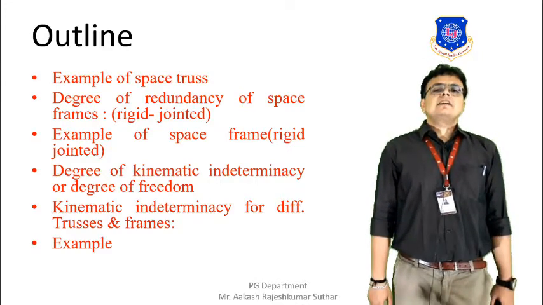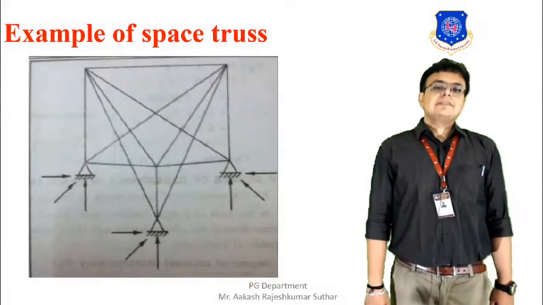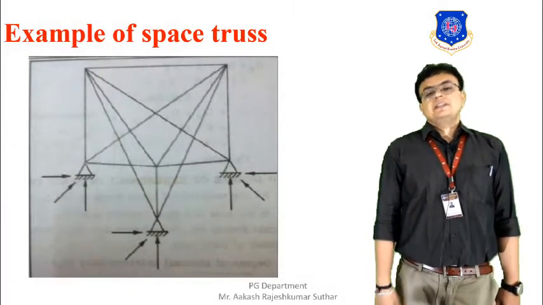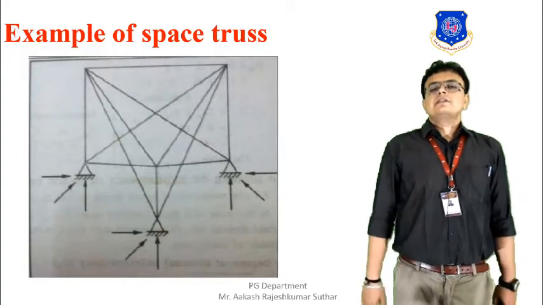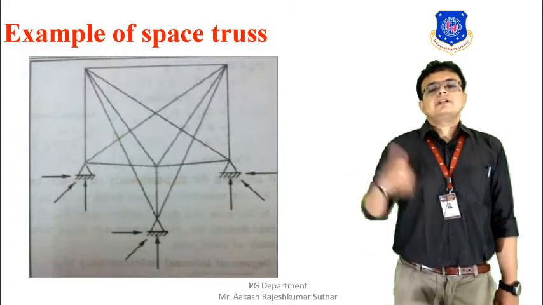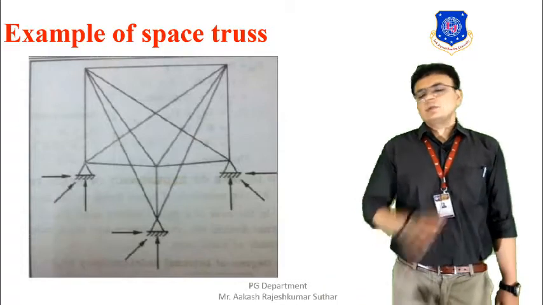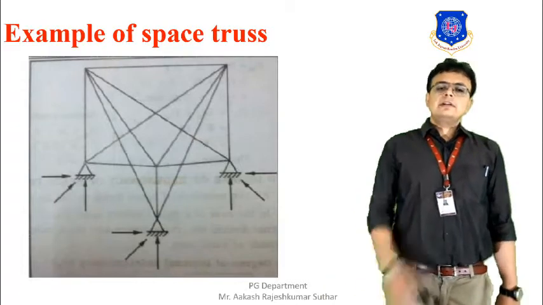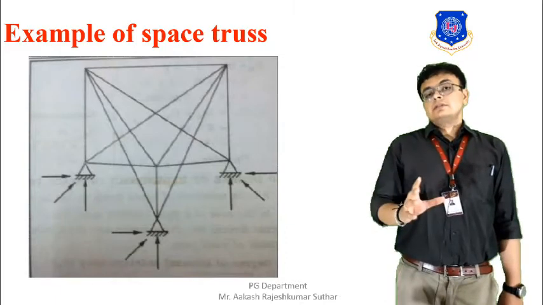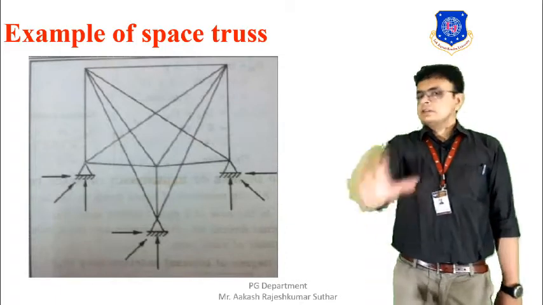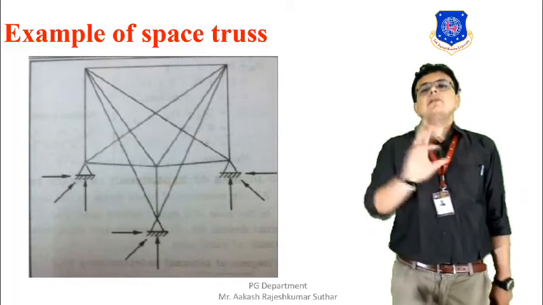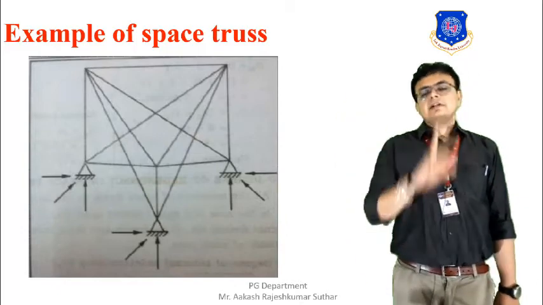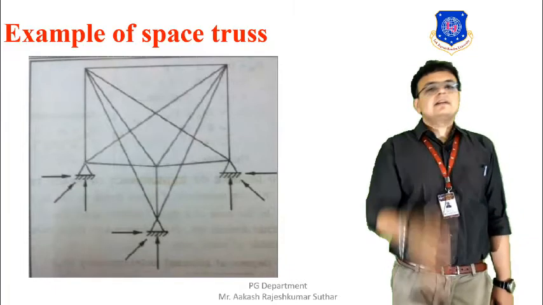So let's start with our first session. In the previous session, we discussed a lot regarding the space truss. Now, in this session, let's discuss an example. You can see over here, a space truss. All the joints will be rigid joints, and the members will be spanning in all three directions, that is in the x direction, horizontal, in the vertical y direction, and in the z direction also.